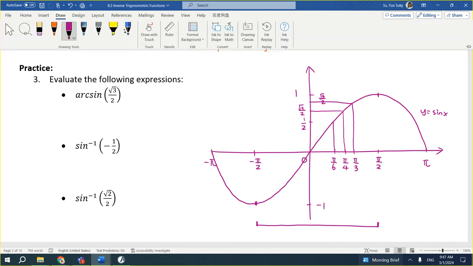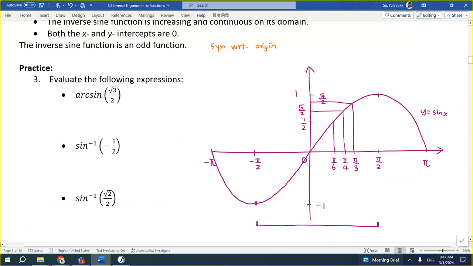Now let's start. So have this picture in mind. Here, inverse sine of root 3 over 2. So keep in mind that the input of the inverse sine corresponds to the output of the sine, because they are inverse functions. Is that okay, everybody? This is very important. Look at me and take notes.